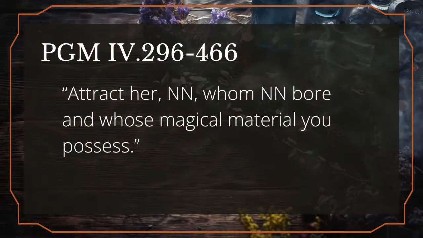So part of the spell, which is in itself really long, but one line of it goes like this. Attract her, and then you write her name, whom so-and-so bore, so you write the name of her mother, and whose magical material you possess. Now, throughout the English translation of the Greek magical papyri by Betz, ousia is regularly translated as magical material, which I think is a perfectly serviceable translation, but just understand that it means taglock in this context.